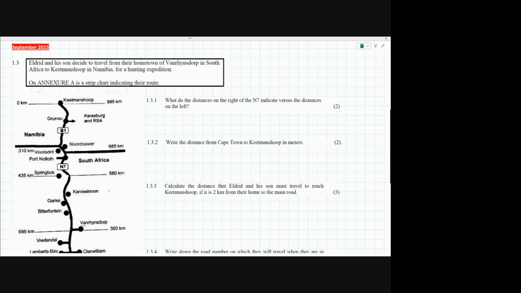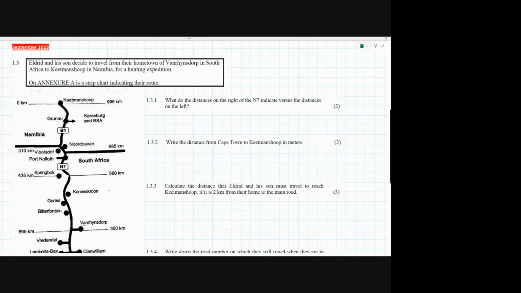Alrighty, so let's have a look at this one. This was from last year's mock exam in the Western Cape. Aldred and his son decide to travel from their home in Van Rensdorp in South Africa to Keetmanshoop in Namibia for a hunting expedition. On Annexure A is a strip chart indicating their route.